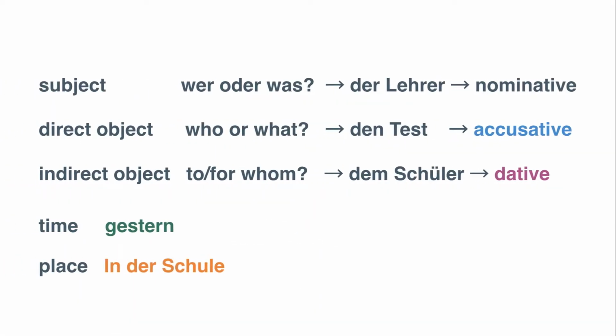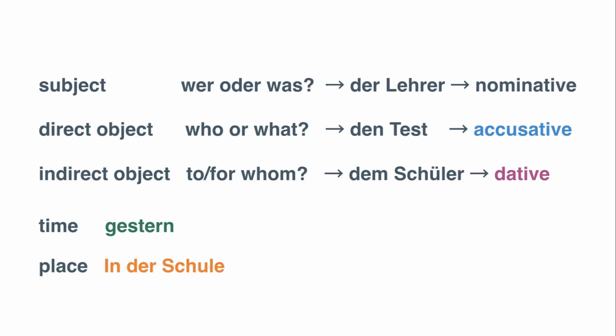So here we have subject, direct object, and indirect object. You already are familiar with the cases for all 3. It's on the right, at the far right, you see the cases. And also, you know which questions to ask to find out, okay, who is the subject in that sentence, which one is the direct or the indirect object.